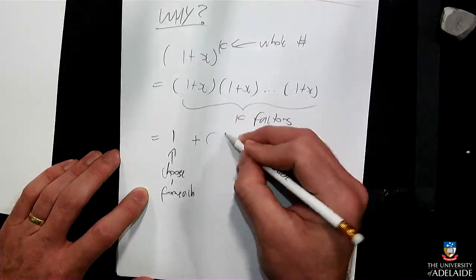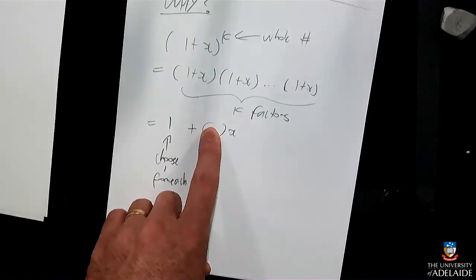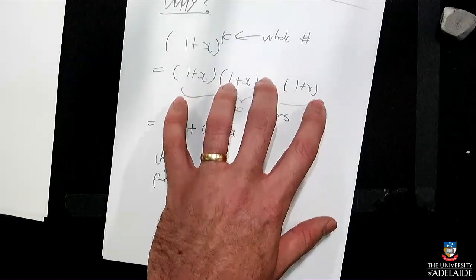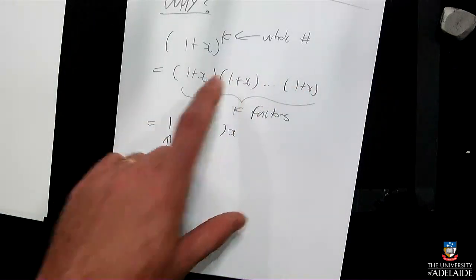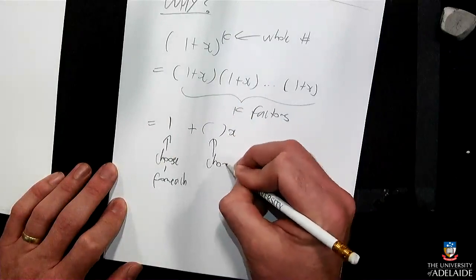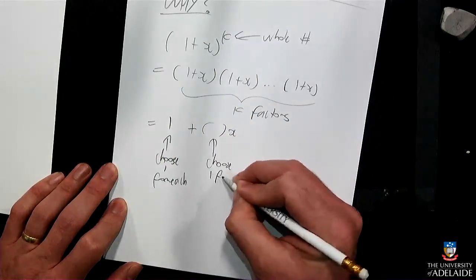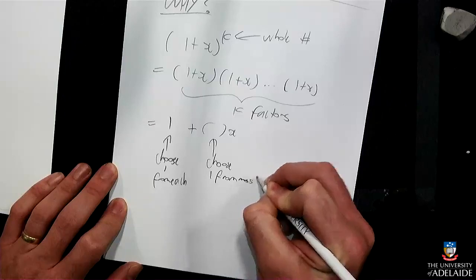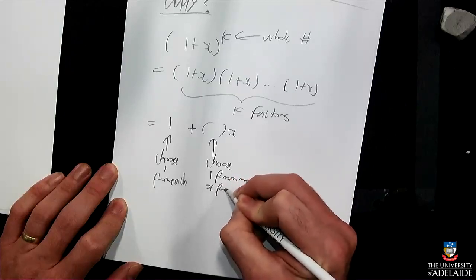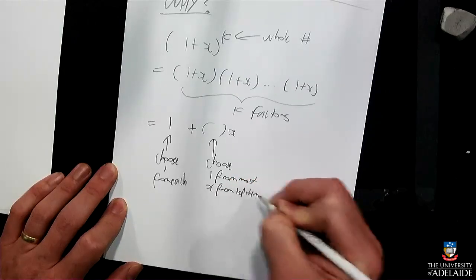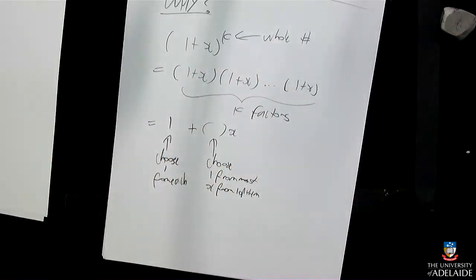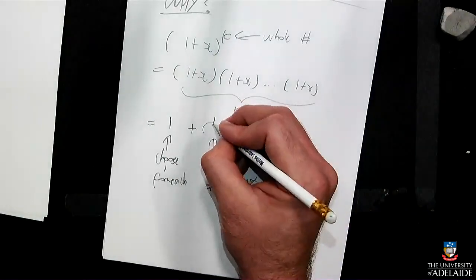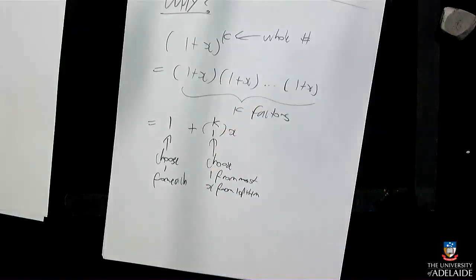And then the coefficient of x here, I've got k factors. To get an x, most of them have to be 1s, and one of them has to be an x. So I'm going to have to choose a 1 from most and an x from one of them. So the number of ways to get an x, when I expand this out, will be the number of ways there are to pick one of these factors to have an x, and the rest have 1s. So there's k factors, and I need one of them to have the x.